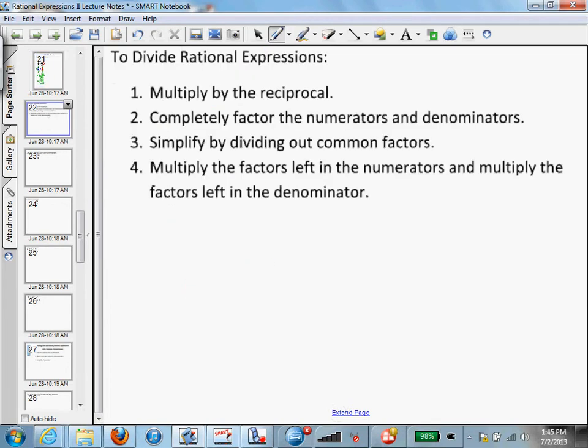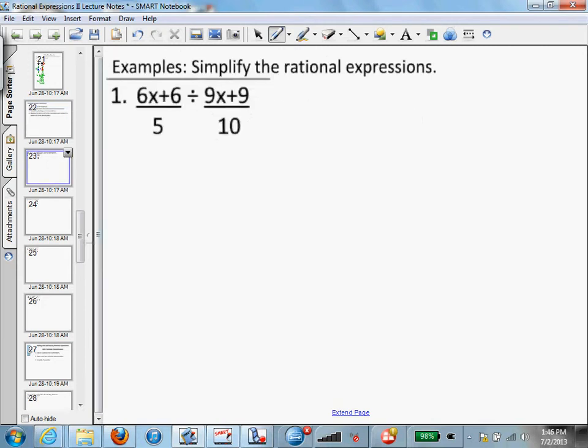So looking at some examples in the procedure, to divide rational expressions, first multiply by the reciprocal, completely factor the numerators and denominators, simplify by dividing out common factors, and then multiply the factors left in the numerators and multiply the factors left in the denominators. So to actually apply these steps, we might have something like example 1, simplify the rational expression: 6x plus 6 over 5 divided by 9x plus 9 over 10.